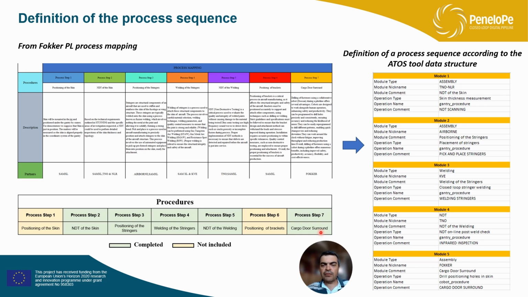This information has been standardized and codified according to the attributes and the fields available in the Atos digital thread in order to be described, including all the information that is necessary to the ROS2 coordinator to trigger the simulation process or even the physical one. So you see here that we have the module assembly, in which we have the operation skin thickness measurement that triggers a gantry procedure which moves the entity scanning of the skin, and so on, with the positioning of the stringers, the welding of the stringers, and so on.